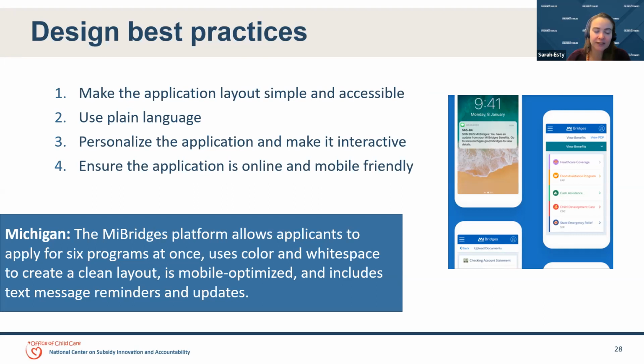And a great example of this is in Michigan. The My Bridges platform allows applicants to apply for 6 programs all at once. It was redesigned to be colorful with different colors for each section, lots of white space, easy to read fonts, clean layouts, breaking the application into little sections. It's mobile optimized, and it also is integrated with text message reminders and updates. So even after you've submitted your application, the department can stay in touch with beneficiaries about the status of their application.